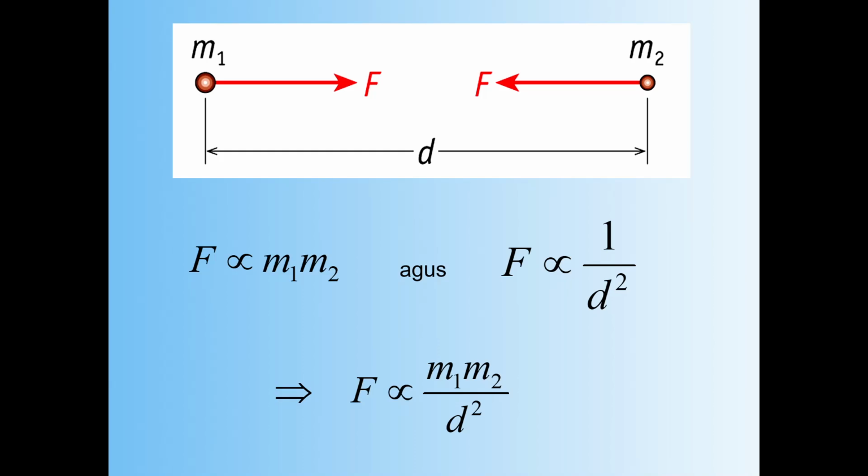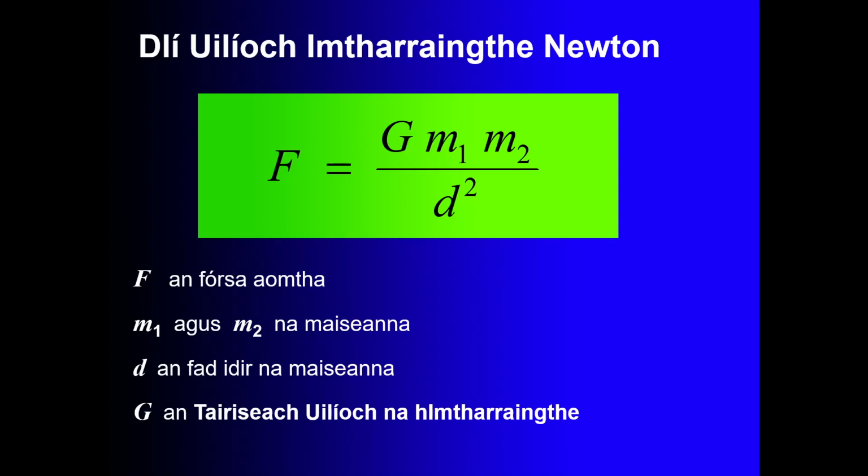Now we can put an equal sign in, and this constant is what we call the gravitational constant, G. It is universal. So this force is the force of attraction between the two masses, and G is the universal gravitational constant.